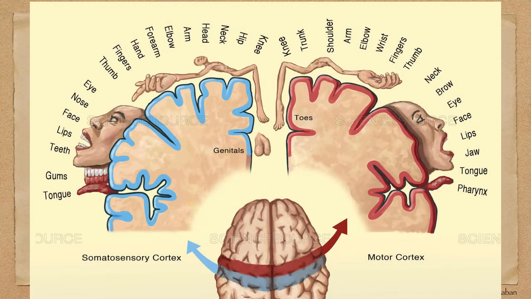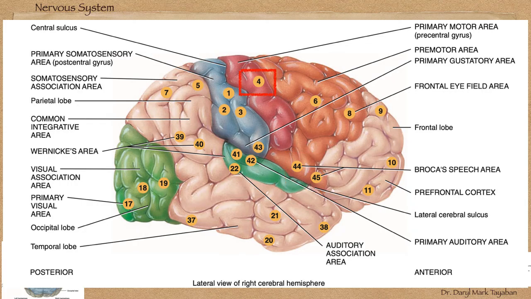So, this is the last slide of this lecture, and I mentioned earlier about the homunculus, the different motors are actually represented by the precentral region. Remember this? Wait a moment, I'll go back. Ah, here, because it will take some time.